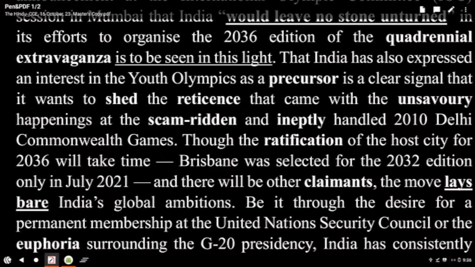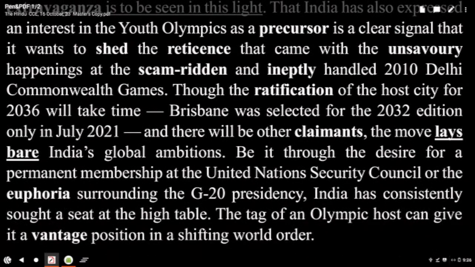And the Commonwealth Games had two problems. One, scam-ridden; the other, ineptly handled. Inept means what? Not in a professional manner. They did not handle it professionally.